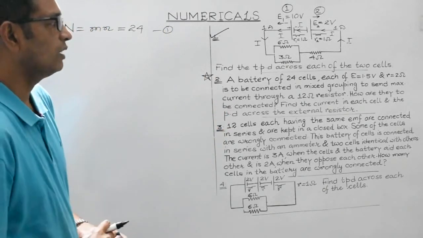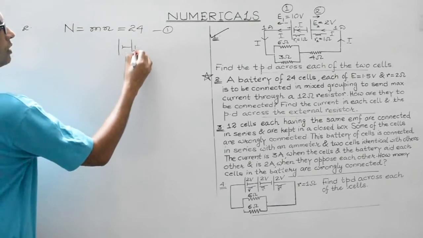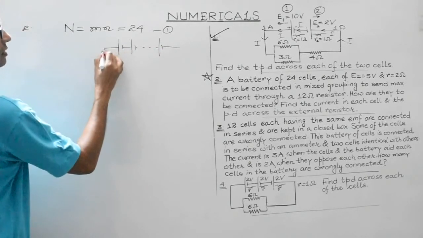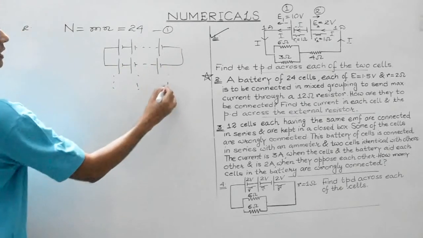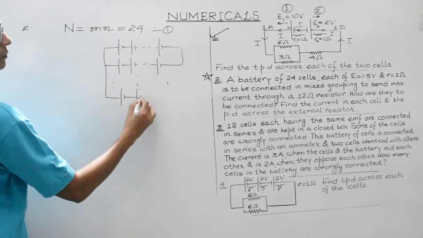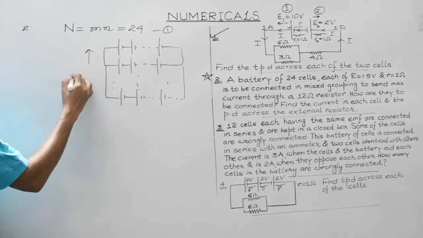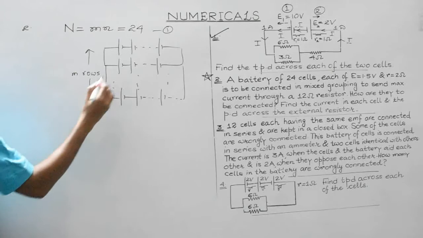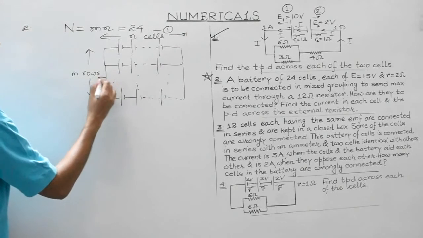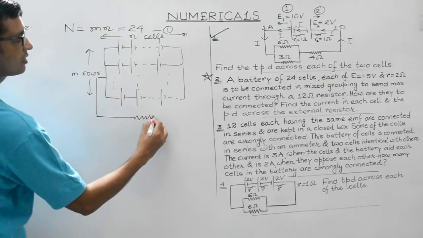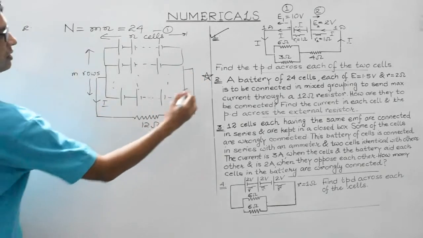They are connected in mixed grouping so as to send maximum current through a 12 ohm resistor. It should be like this. These are the cells I am talking about. Some are connected in series and these branches are connected in parallel, like this. This is the mixed grouping. Let us consider there are m rows and each row contains n cells, isn't it? And the entire combination is connected across an external resistance of 12 ohm. This is given to be 12 ohm and this is the current.